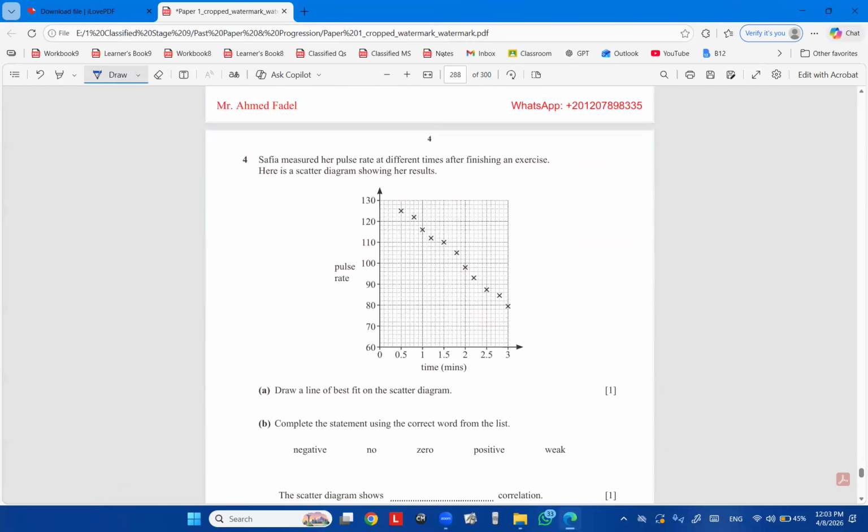Here, we wanted the line of best fit. They wanted to draw the line of best fit, so I'm going to draw it this way. It goes halfway through the majority of the points. Halfway through the majority of the points. So this is the first one.